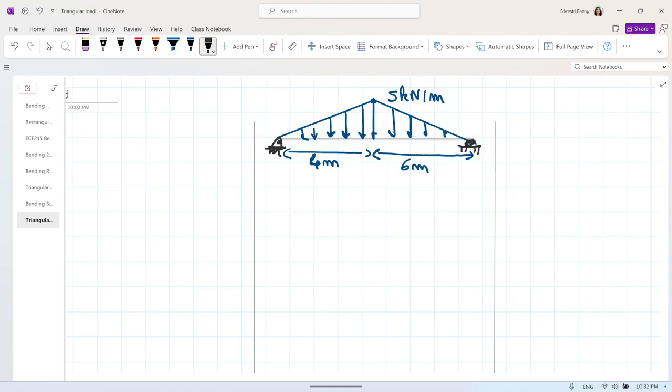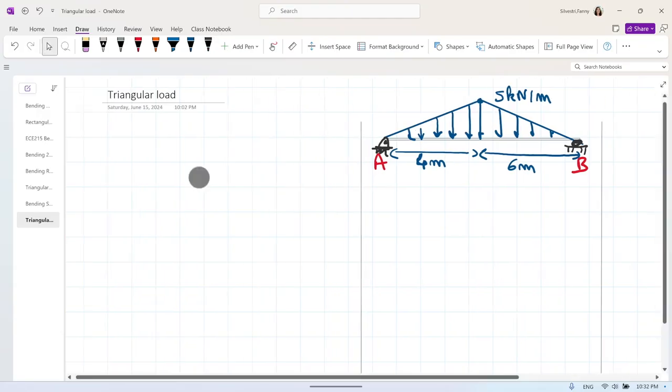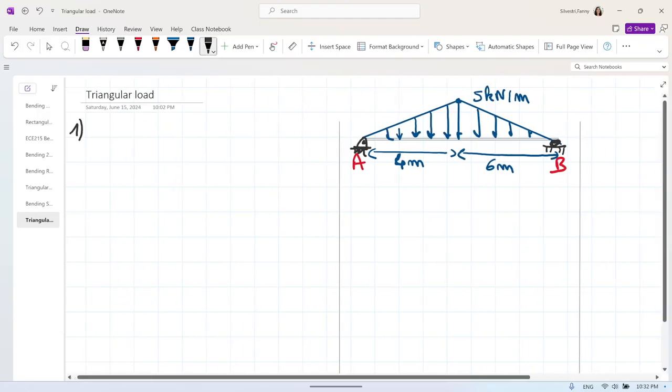So the question is, what is the shear diagram and the bending diagram of this beam? So the first thing to do is to find the reaction forces at A and B. To do that, we need first to find the resultant force of this triangular load. So let's do that. Step one, resultant forces.